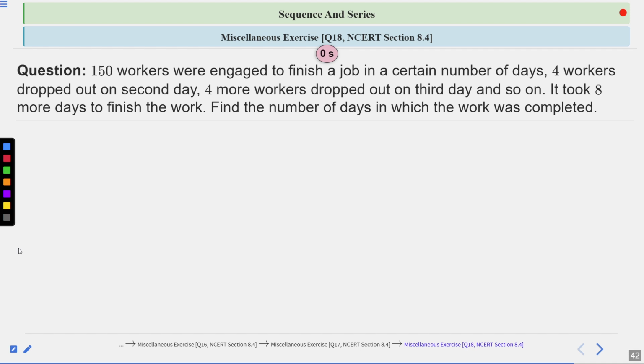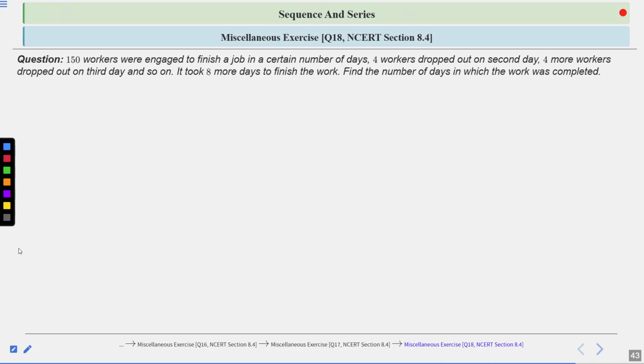Okay, let us move to the solution part. 150 workers were engaged to finish a job in a certain number of days. 4 workers dropped out on the second day. 4 more workers dropped out on the third day, and so on. It took 8 more days to finish the work. Find the number of days in which the work was completed.